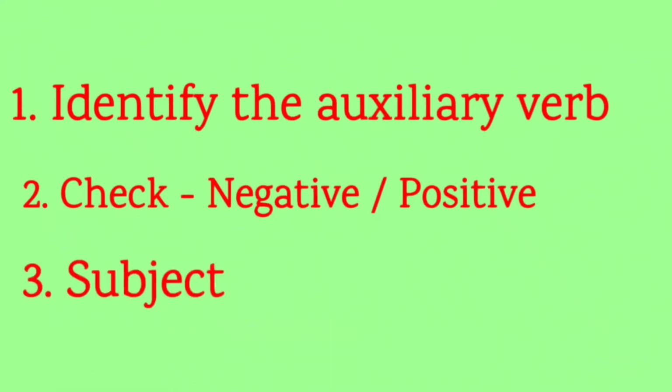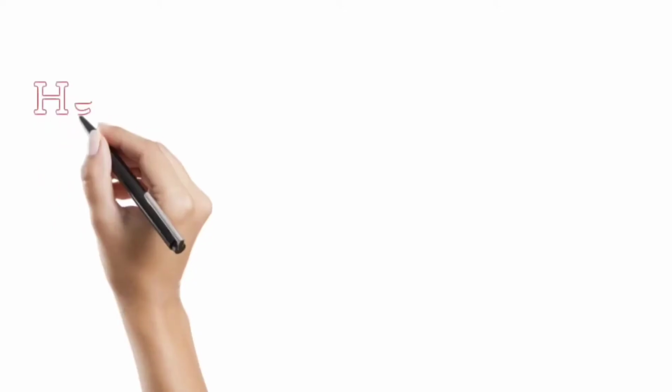Let me repeat. First step, identify the auxiliary verb. Second step, check whether the sentence is a negative sentence or a positive sentence. Third one, identify the subject. Just an example given here.